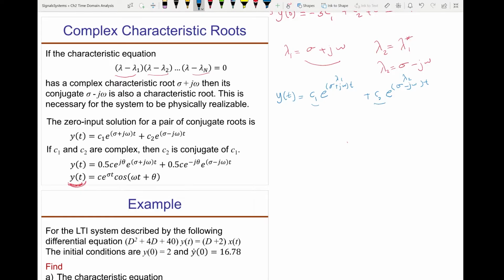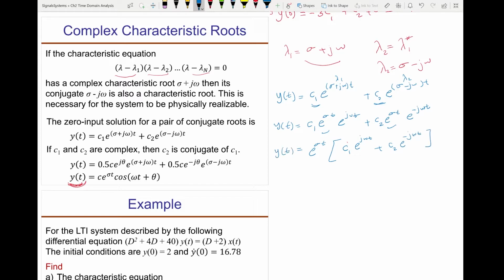But if you solve it in this form, you will deal with so many complex operations, adding, subtracting, dividing, to find c1 and c2. So better we simplify this solution to a form that doesn't have complex numbers. So let's do that. y of t equals c1 e to the sigma t plus j omega t, plus c2 e to the sigma t minus j omega t. Now I can take e to the sigma t out as a common factor. So then I have c1 e to the j omega t plus c2 e to the minus j omega t.